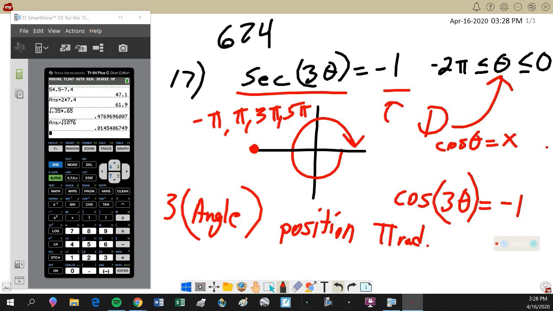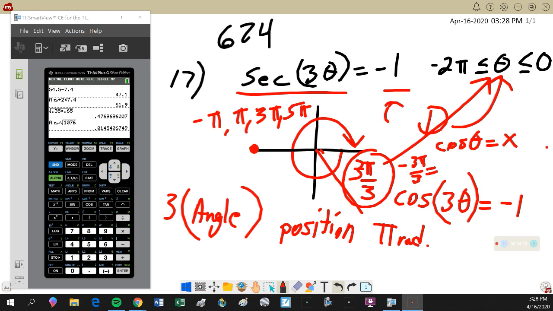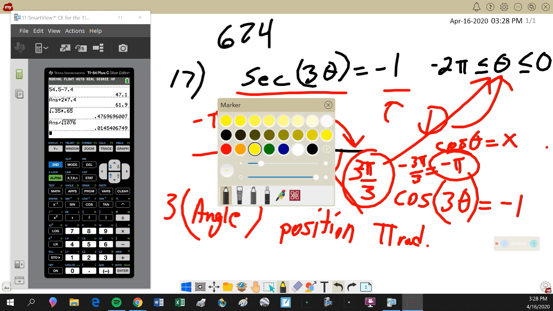Okay. Well, the obvious one for me is going to be -pi over 3. So -pi over 3 fits inside the correct window, and when I triple it, I get -3 pi over 3, which is equal to -pi, and this lands here. Okay, now let me say something that's important.